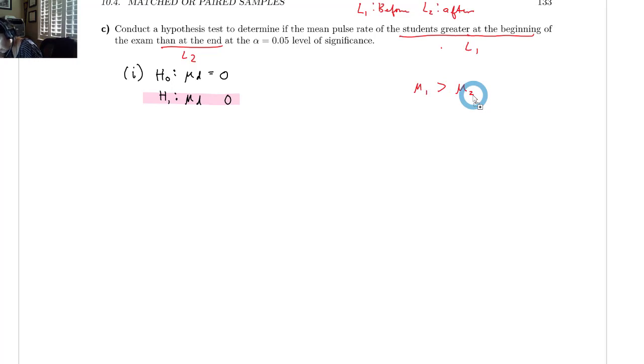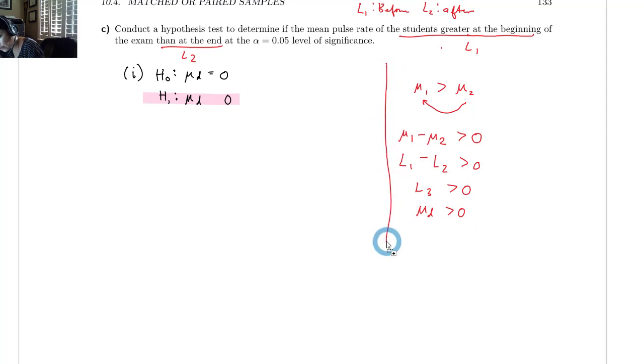Let's follow the pattern. I'm going to subtract mu sub 2 to the left and have mu sub 1 minus mu sub 2 greater than 0. So this is equivalent to when I did list 1 minus list 2 greater than 0. And list 3 is really just the differences greater than 0. So notice here that in this process, I realize that I have a right tail test. This is the claim. And I have the differences are greater than 0.